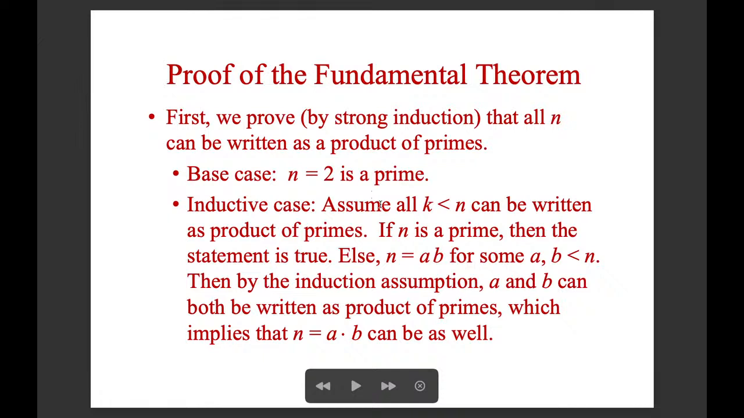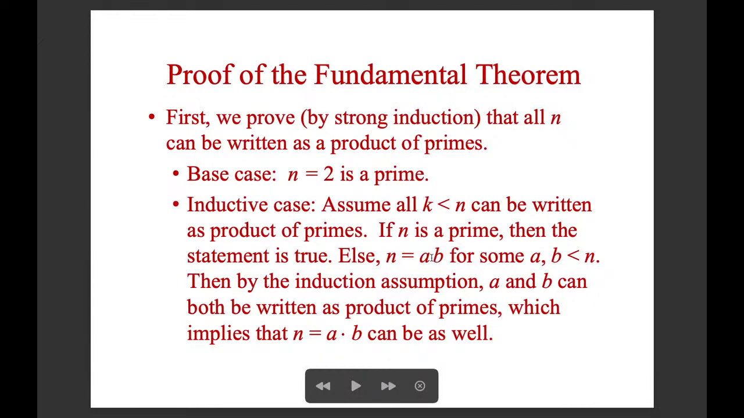Okay. Now, the inductive case is: assume that all k less than n can be written as a product of primes. So from 2, 3 up to n minus 1, we know it is already done. But how about the case when we are looking at n itself? Now, there are two cases. If n itself is a prime, then we are done, because n is expressed as n. On the other hand, if n is not a prime, then n can be written as a product of two numbers or more, right?